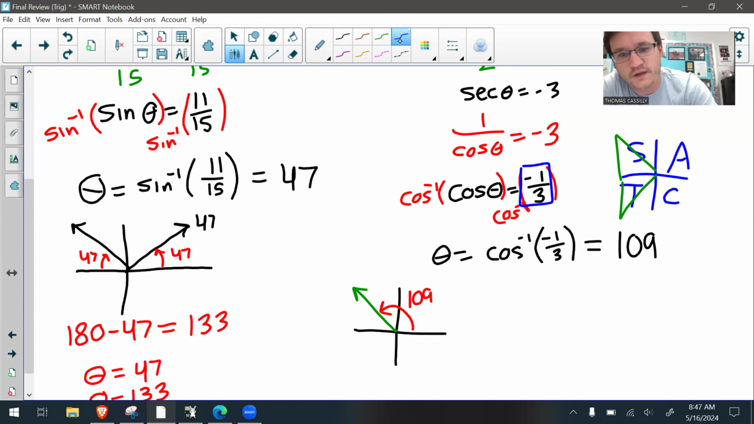Right, we need this reference angle. What is it going to take to get us to 180? That is 81. No, it's not. It's 71. Right, this needs to be a 71, right? 109 plus 71 gets us there. So the reference angle here is a 71-degree angle. I'm going to make a note of that.